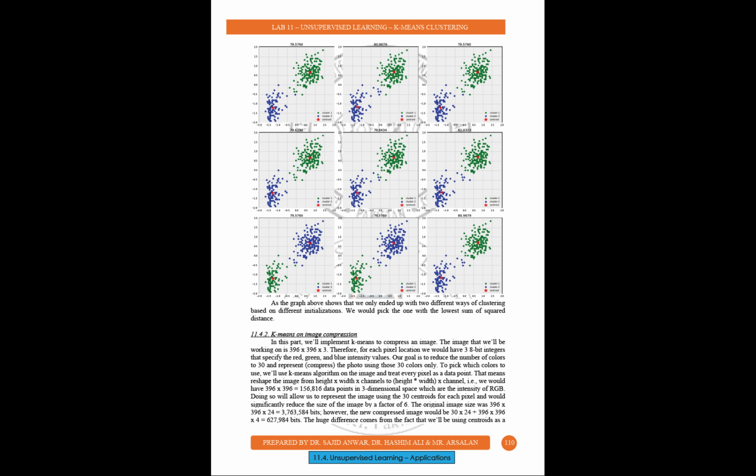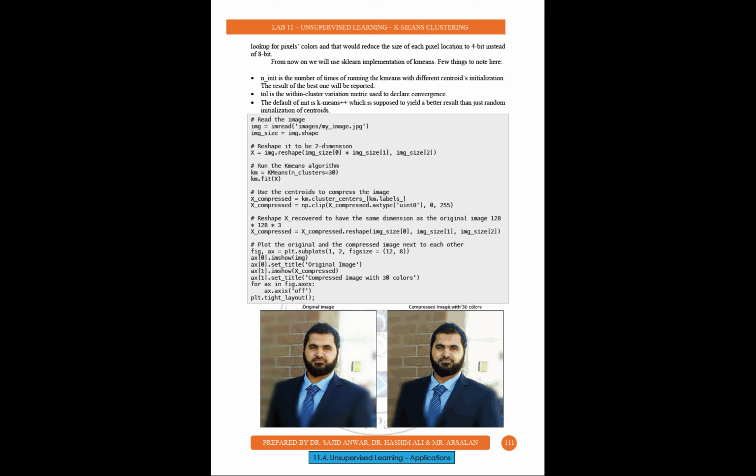And this means that the next thing that we need to do is to see that the original image was basically 396 by 396 by 24 bits. However, the new compressed image would be just 627984 bits, which is far smaller. The huge difference comes from the fact that we'll be using centroids as a lookup for pixel colors, and that would reduce the size of each pixel location to 4 bits instead of 8 bits.